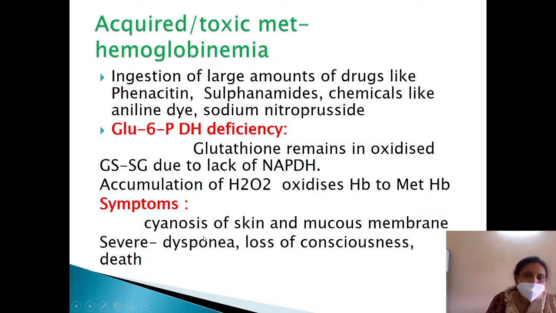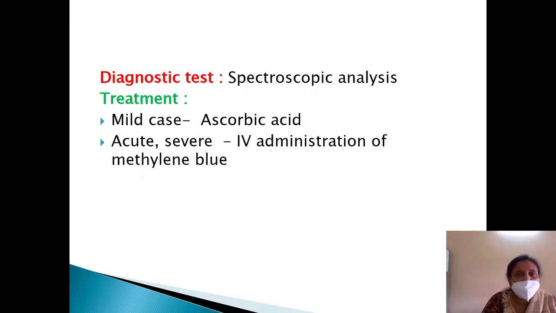The symptoms are cyanosis of skin and mucous membrane. In severe cases there is dyspnea and loss of consciousness, and sometimes even death because of lack of availability of oxygen. For diagnosis, spectroscopic analysis is used. Treatment of acquired methemoglobinemia in mild cases is by oral administration of ascorbic acid, and in acute and severe cases by intravenous administration of methylene blue. That's it about methemoglobinemia.